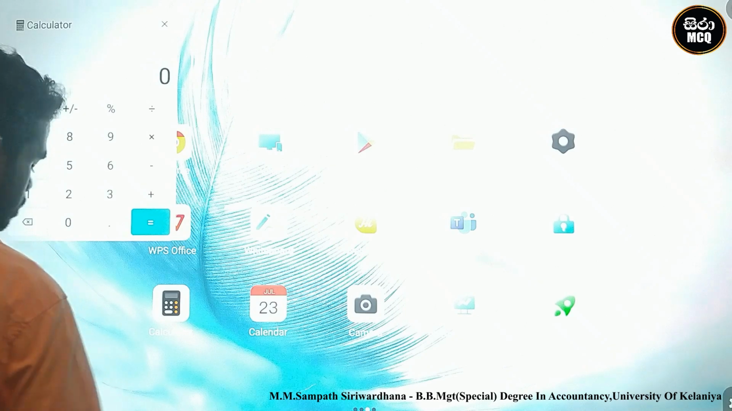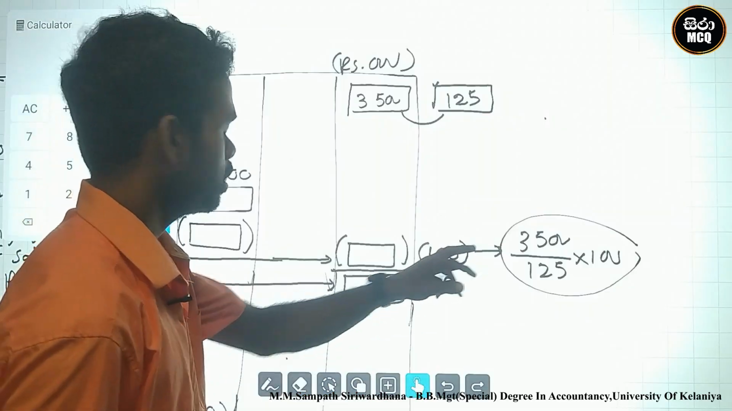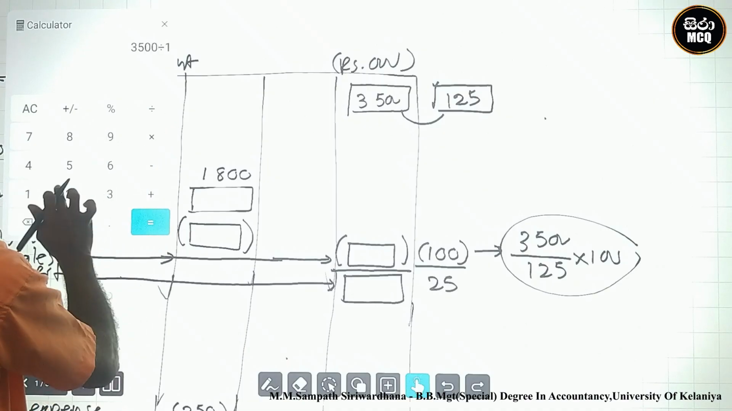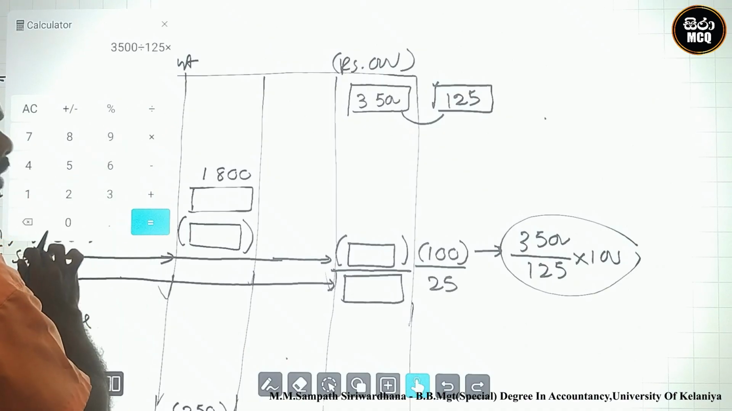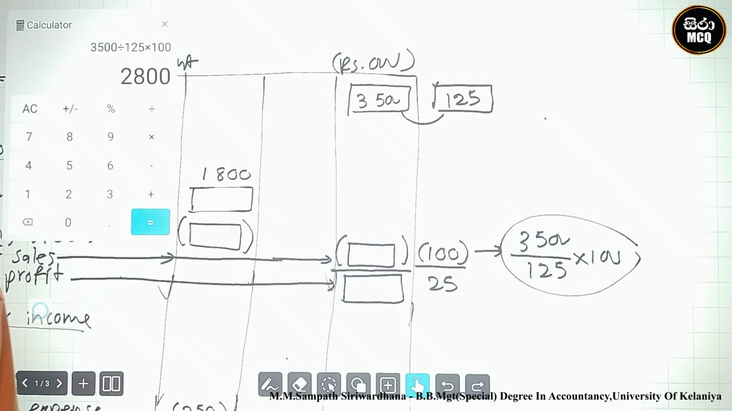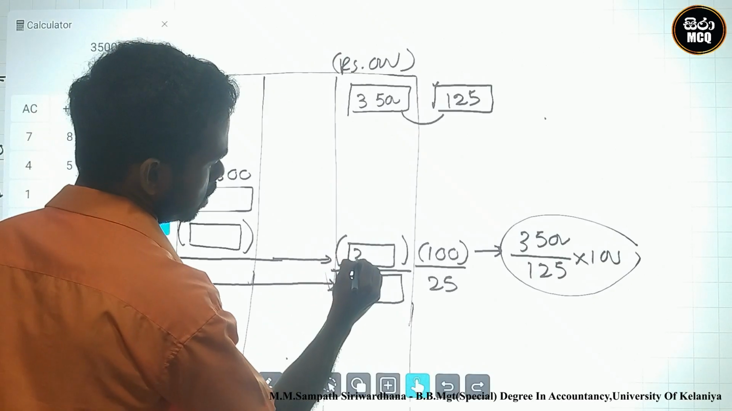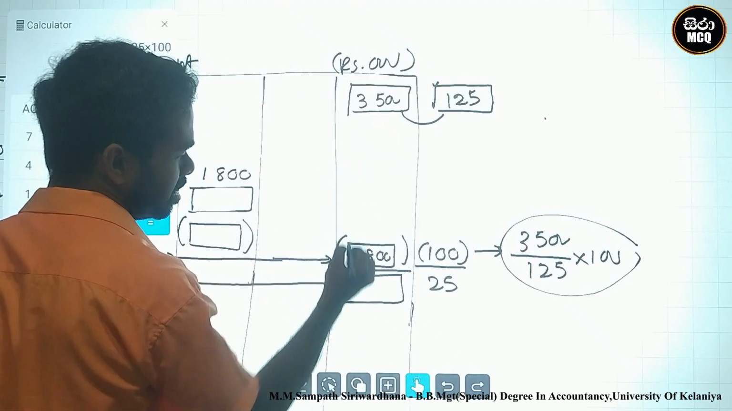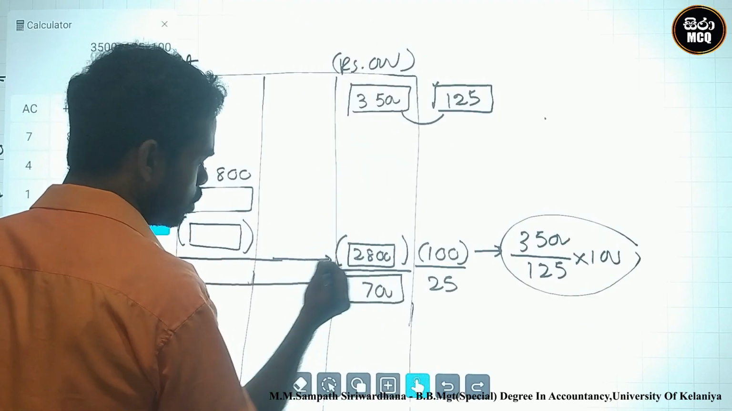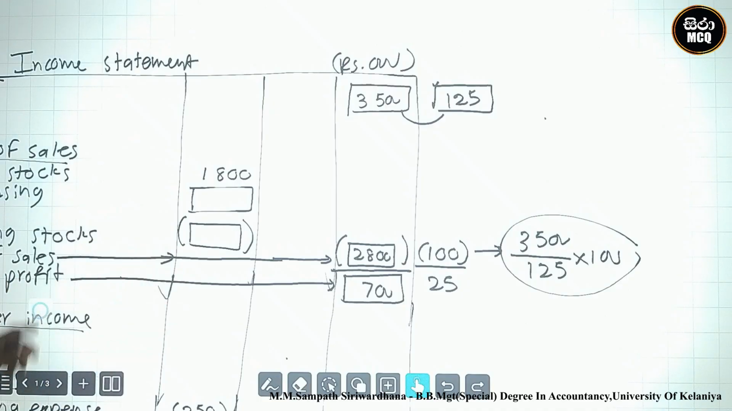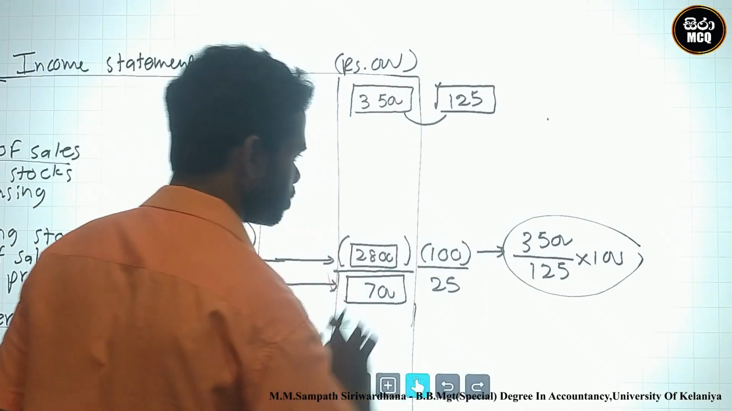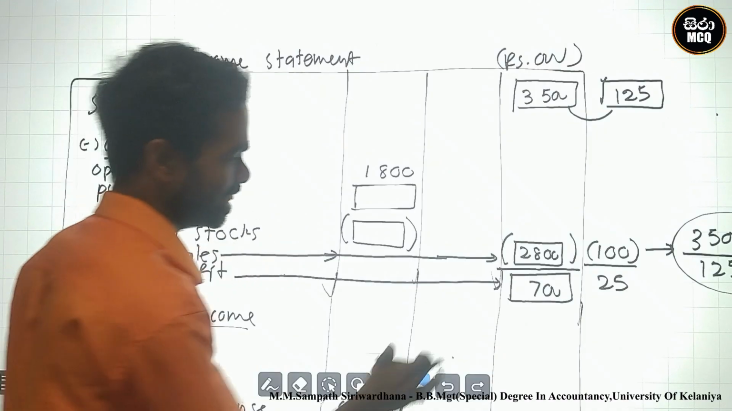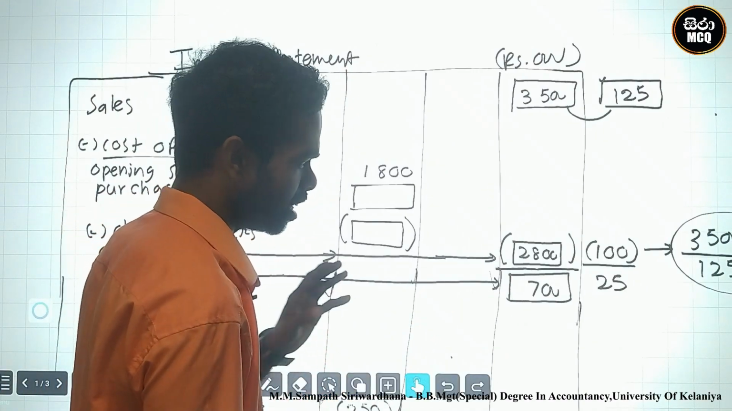Let's see. 3500 divided by 125 multiplied by 100. Answer is 2800. We can easily find the gross profit, no? 700. Cost of sales was which amount? 2800.